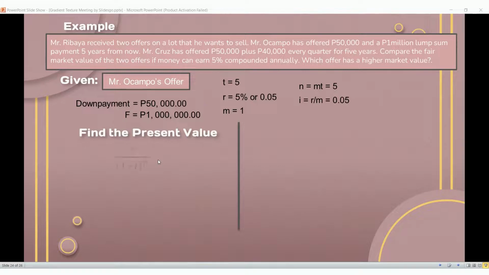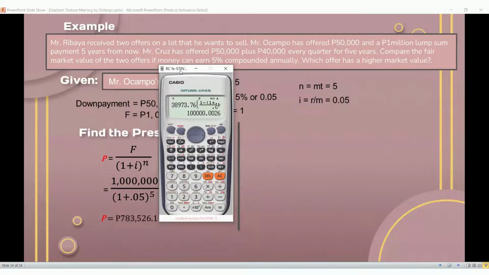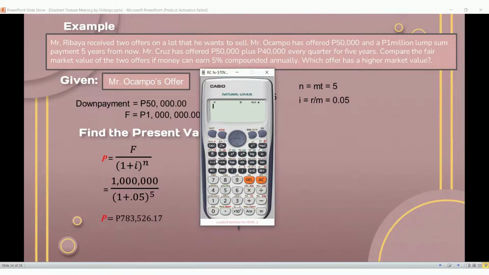First, let's find the present value. This is the formula we will use to find the present value. Substitute F equals 1 million pesos over 1 plus 0.05, that is i, raised to N, which is 5. When we solve that, we get this. Let's check if it is correct. So, our present value is correct. Let's proceed to finding the fair market value.